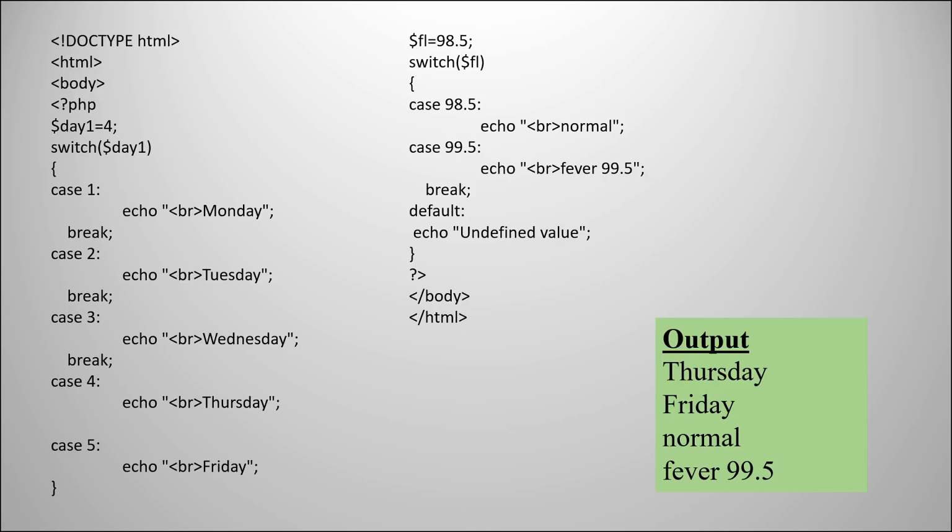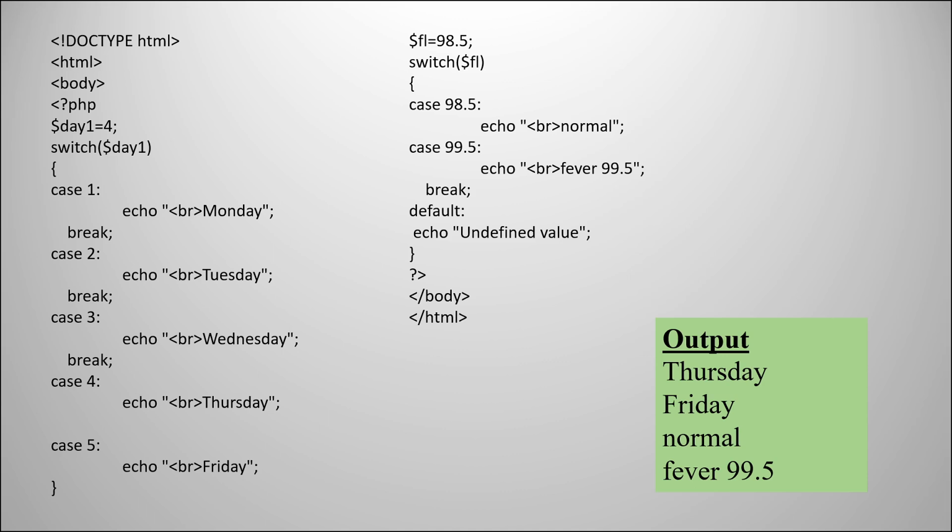So another example, here we can have the value as number, day 1 has number 4, so it has to verify the number 4 against all the cases. So case 4 is available, so automatically it prints the value Thursday, but where break is missing, automatically the next case will be continued. So break is a must for every case.